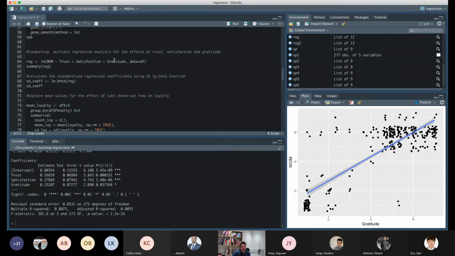So I just changed here in my regression function the dependent variable. It was loyalty. Now it's word of mouth. And then again, you get your coefficients. And the interpretation is the same. So quickly, which independent variable has the strongest effect on word of mouth, on referral behavior, when you look at the regression coefficients?